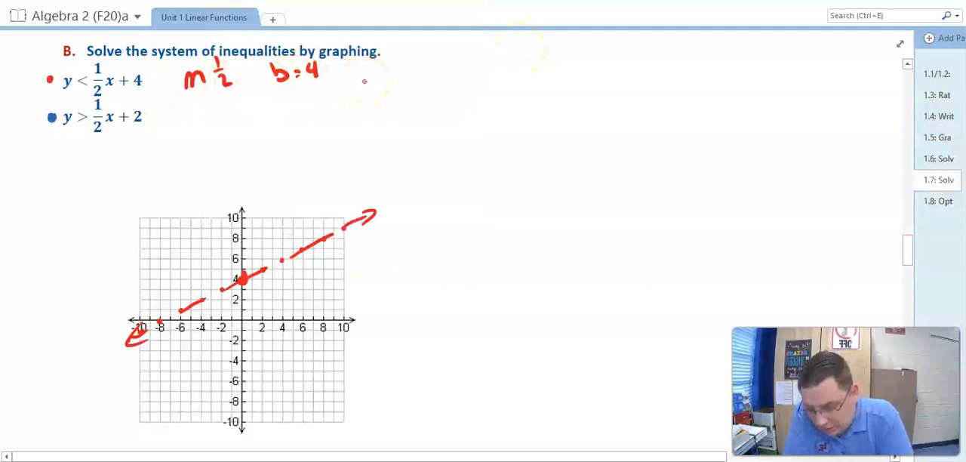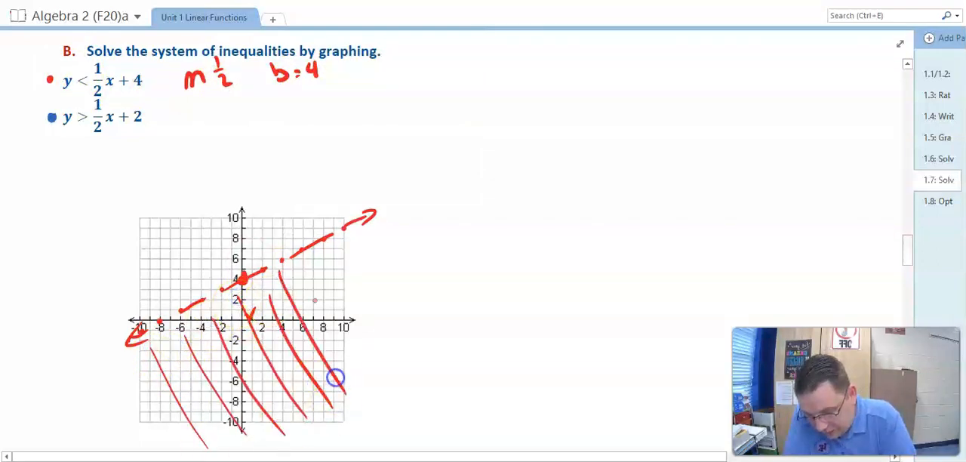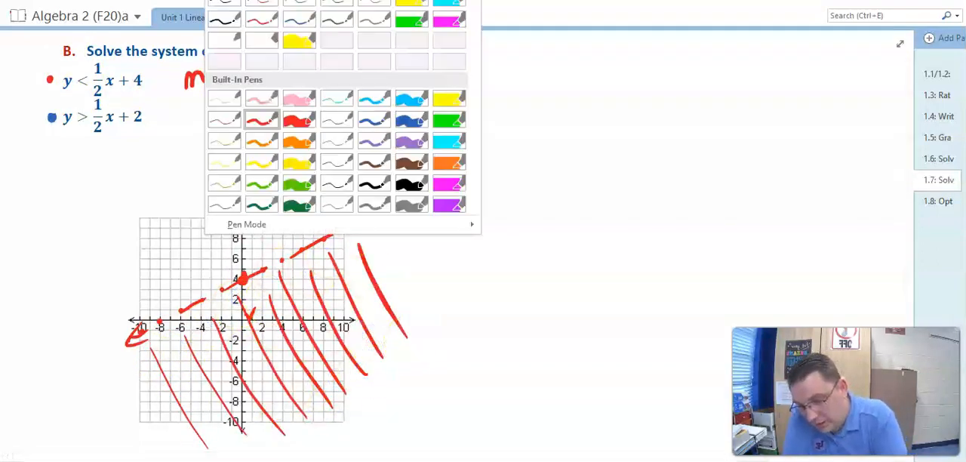Well, let's get our shading first. So is 0, 0 going to work for this? Is 0 less than 4? That checks out, so this shading is down in this direction, right? Now let's do it for the second line.